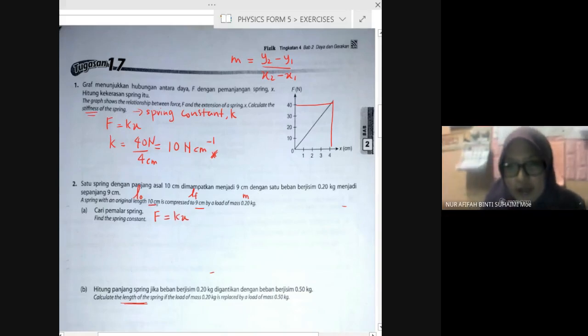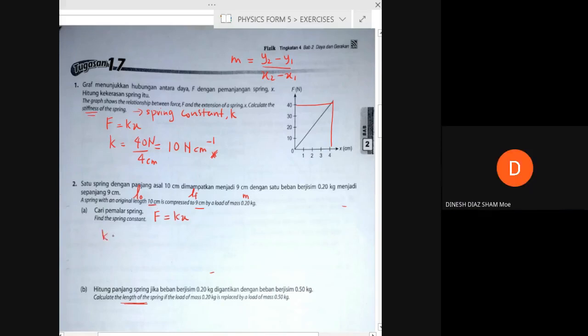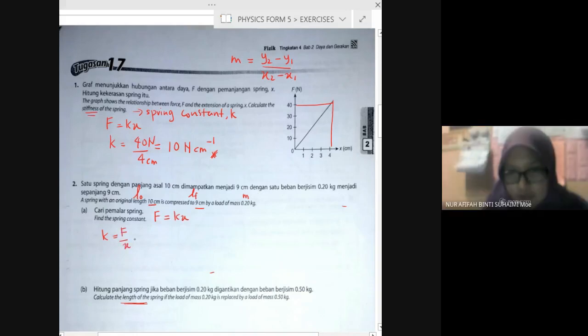F, how to get F? The question wants K. So K equal to F over X. F equal to weight, so weight equal to mg, mass times gravitational acceleration. Tengok dah ada 0.2 times 10, so 2 Newton over X. How to get X? Extension is the change in length, final minus original. So X is 1 cm.